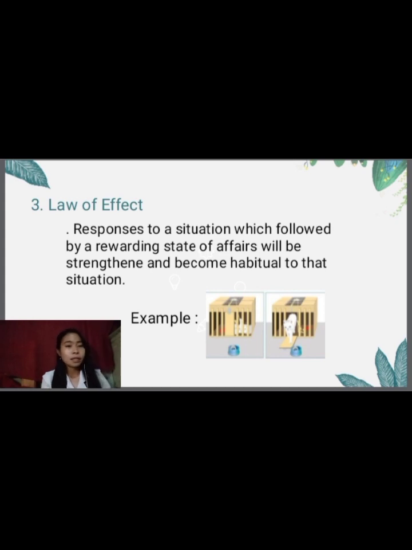It means it gives annoyance to the learners. So let's say for example again sa pusa. So kapag yung pusa is paulit-ulit yung ginagawa yung ganoong behavior, it will become habitual. So kapag alam niya na kapag pinindot na yun ng paulit-ulit, makakalabas siya, and then feeling niya makaka-receive siya ng pagkain or yung tinatawag nating rewards.